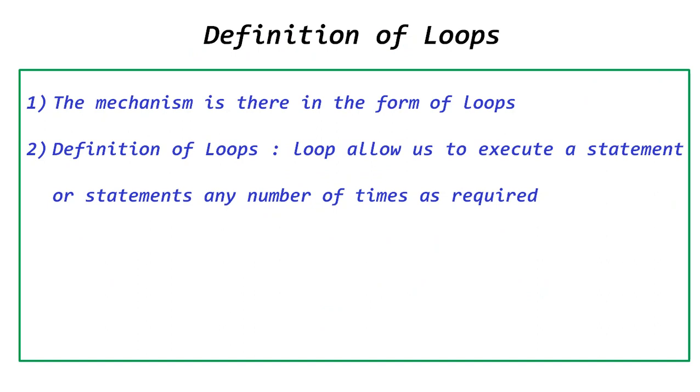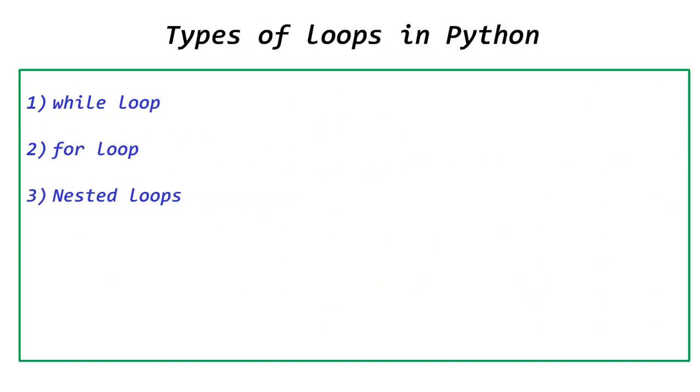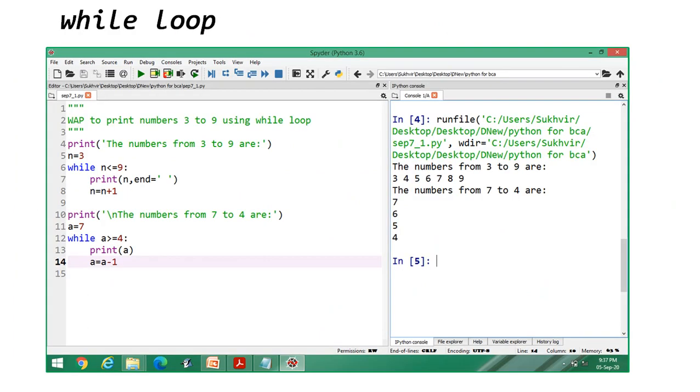Inside the loops, we can execute a single statement or a group of statements as many times as required by the user. Now, what is the definition of a loop? A loop allows us to execute a statement or statements any number of times as required. Now, what are the various types of loops in Python? The first one is the while loop, the second is the for loop, and the third one is the nested loop.